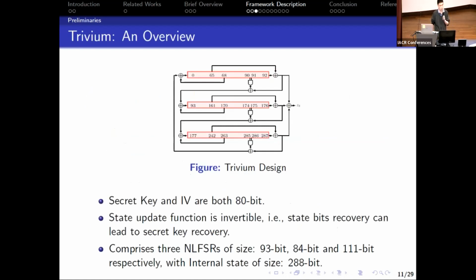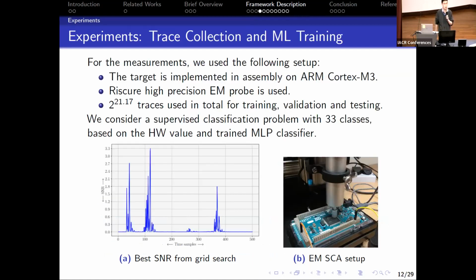Our target function is the stream cipher Trivium, which comprises three NLFSRs, of sizes 93 bits, 84 bits, and 111 bits. In total, they construct 288 bits in the pseudorandom phase. The secret key and the IV are both 80 bits, and the state update function is invertible. So if you obtain the state of 288 bits, it can be used to reconstruct the secret key. This is our brief information about our setup.